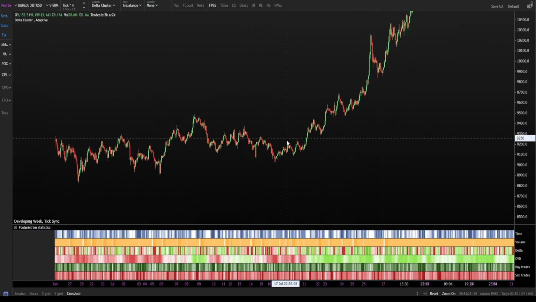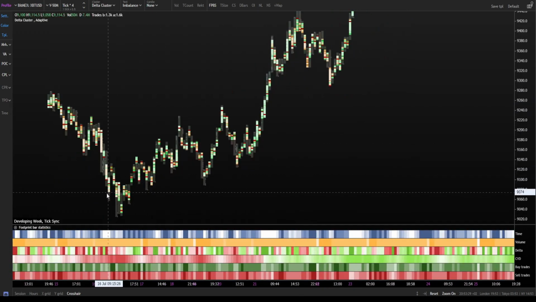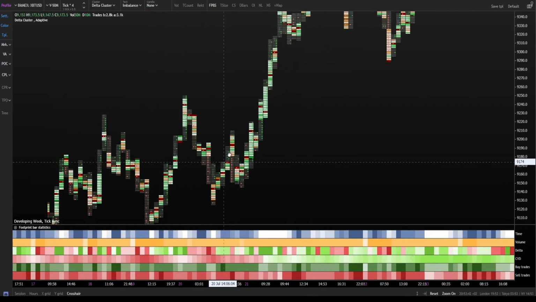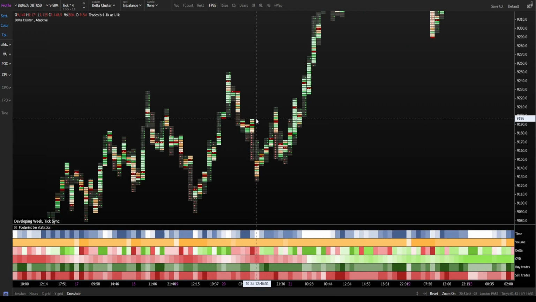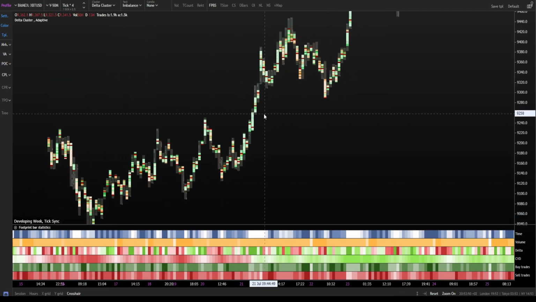So basically, what happened? Let's analyze. Here we more or less had the end of the correction, and of course, this is in hindsight. As price is moving, it's impossible to say that this is the exact low, but it is possible to determine whether we are going to break out from here or not.